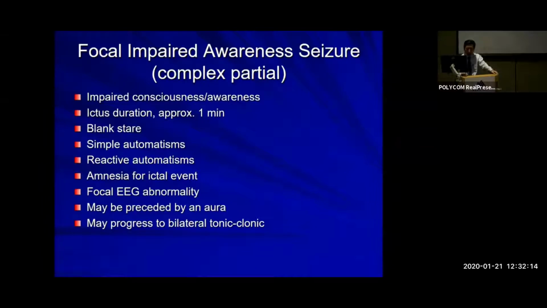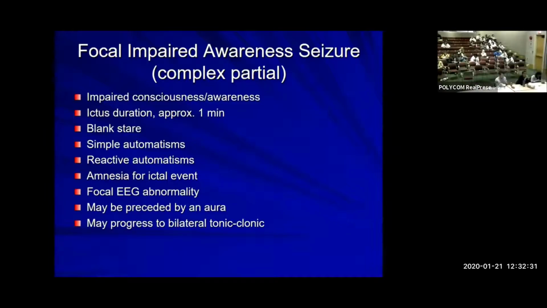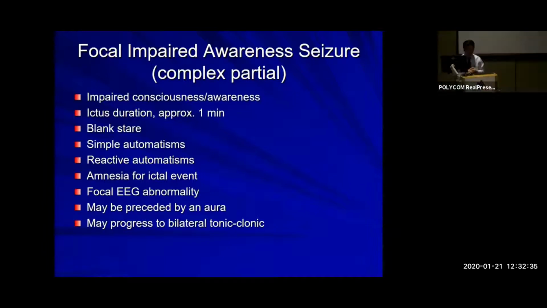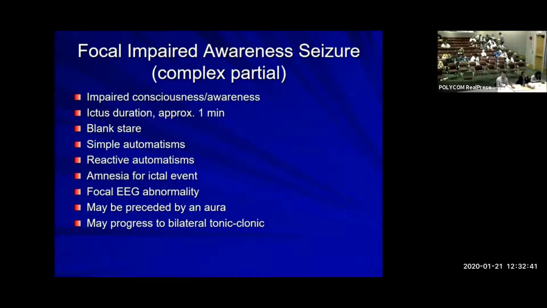And unlike a focal aware seizure, if you were to do an EEG during a focal impaired aware seizure, the scalp EEG will almost always be abnormal. There are caveats because there are certain regions of the brain that are not well captured on a scalp EEG. So if somebody has occipital onset seizures or frontal onset, sometimes those can be missed. But as a general rule, the scalp EEG should be abnormal.